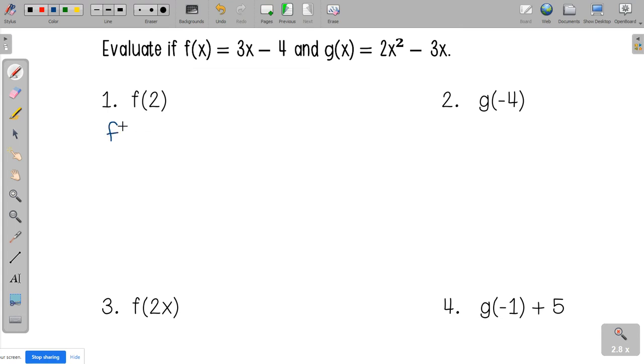So f of 2 is equal to 3. Instead of x, we put 2, minus 4. Same thing that was given, but we're just substituting 2 in for every x that we see. And then we simplify. 3 times 2 gives us 6. We bring down the minus 4. 6 minus 4 is 2. So f of 2 equals 2.